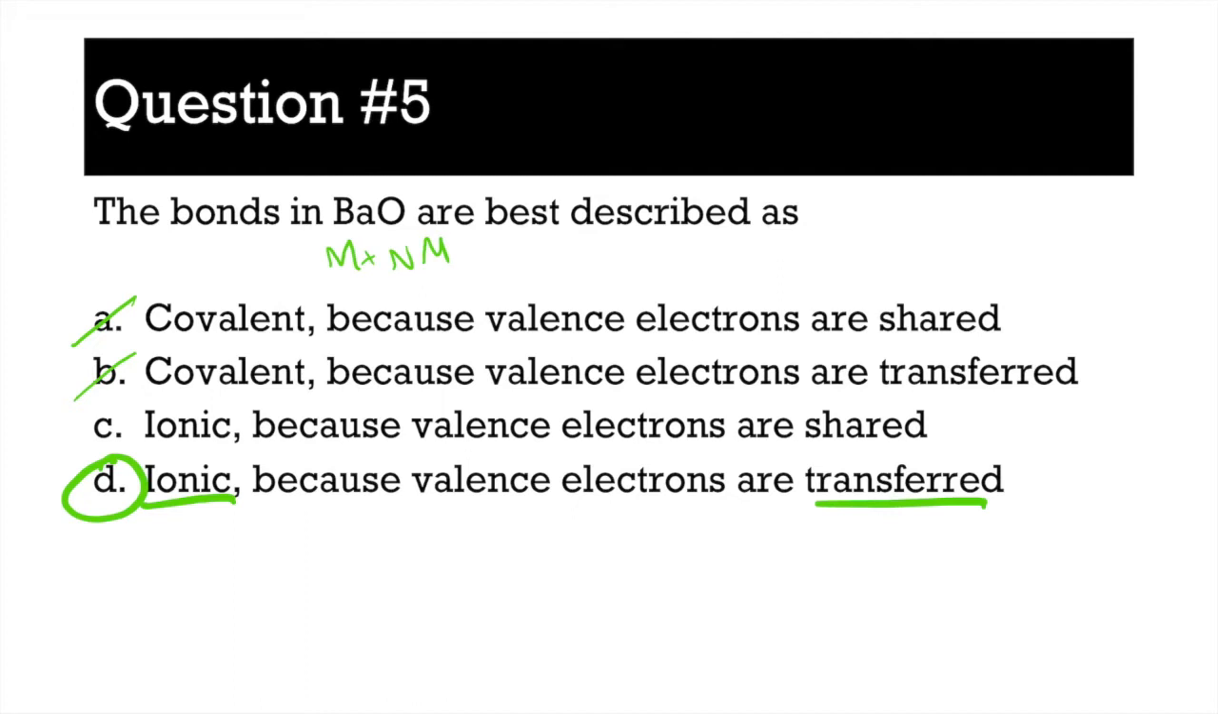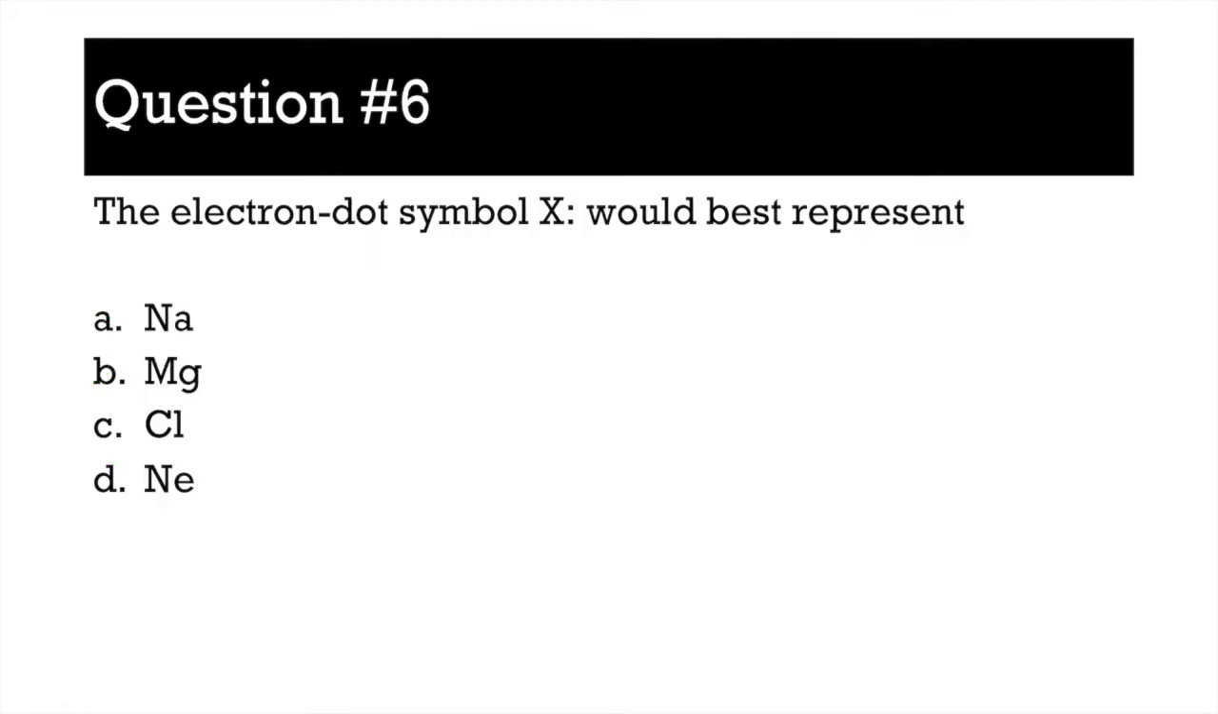You need to remember metal, nonmetal, ionic, electrons are transferred. So moving on, number 6, it says the electron-dot symbol would best represent. Now, yes, it is written like this, and it's not the proper way to write it, but whoever typed this question up in the Regents was like, nah, I'm not about making dots where they're supposed to be.